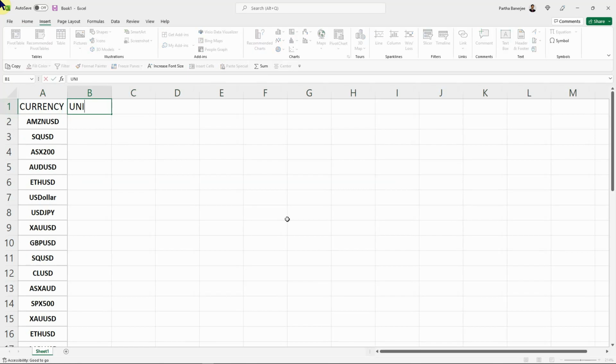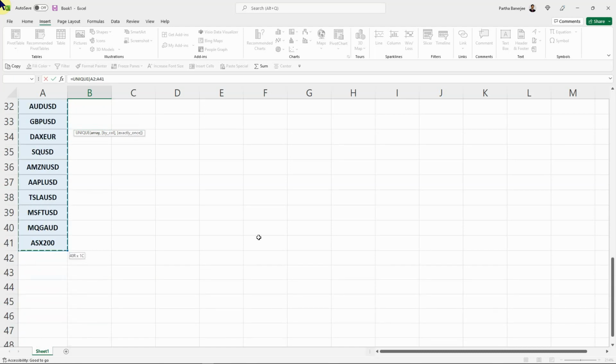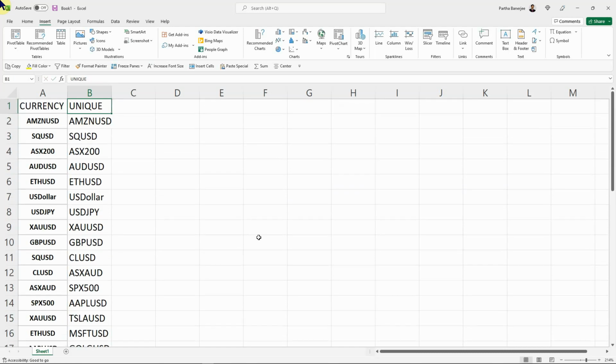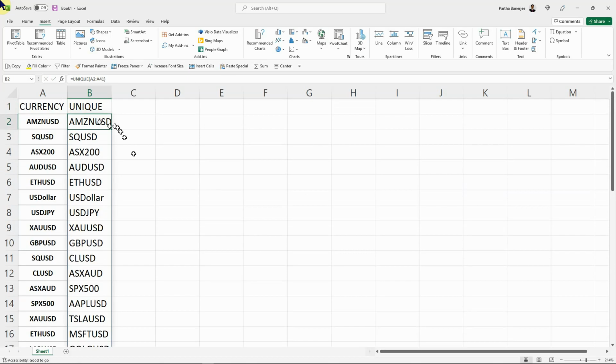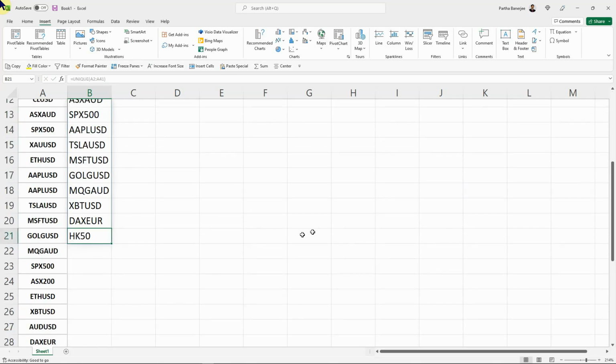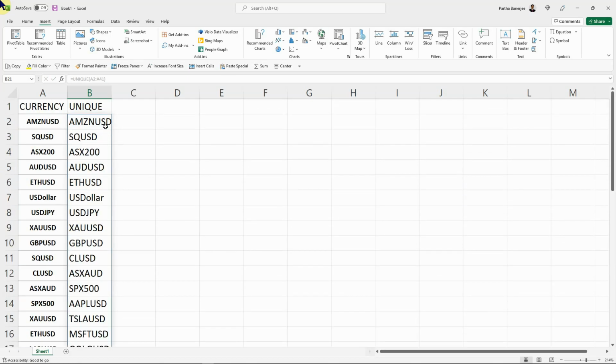Then you write unique, because we want to know how many unique there are. So I'll do equal to for formula, and then write unique in small letter, big letter doesn't matter. And then from A2 to the end, which was A41. How many unique are there? Only 21 of them. Can you see that magic? So only 21 are unique, otherwise repeated.